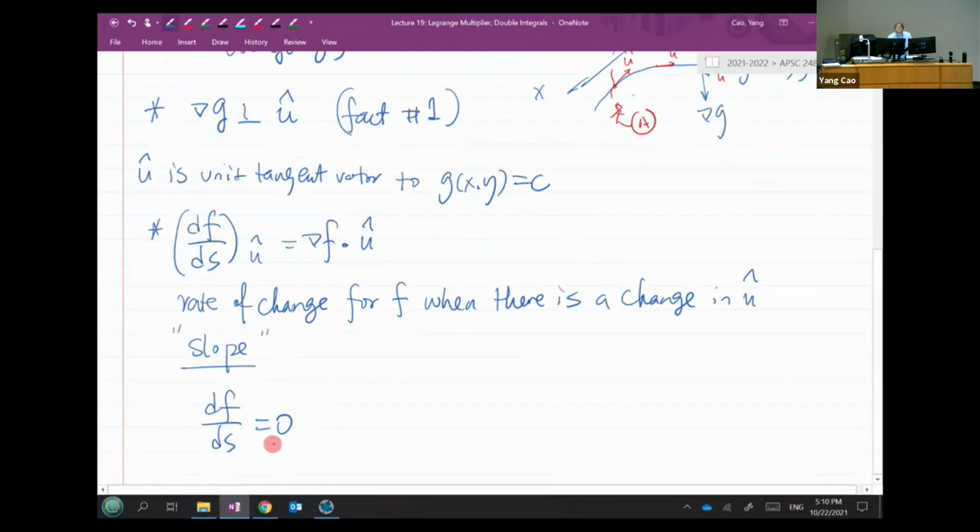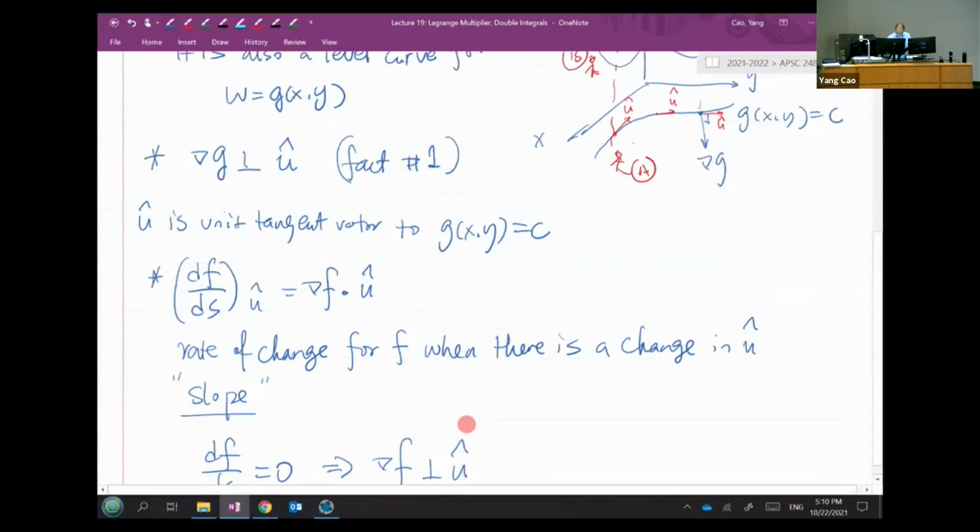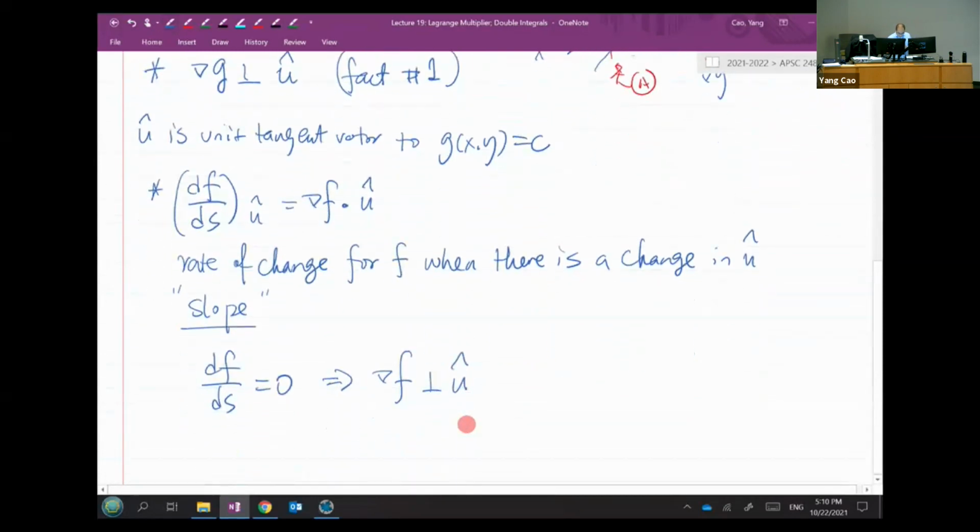So we need to consider that. And if df over ds is equal to 0, and if you look at the formula, that basically gives you that the gradient must be perpendicular to u hat. So now you can combine this one here. Let's call this fact number 2.